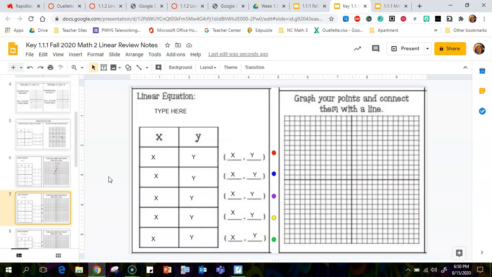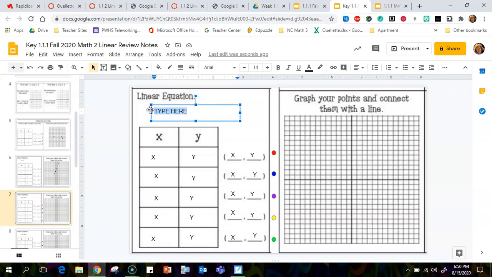And what I would encourage you to do right now is pause your video. Actually, I need to give you the equation first. Let me give you the equation. y equals -2x minus 1. So let's type that in. y equals -2x minus 1.